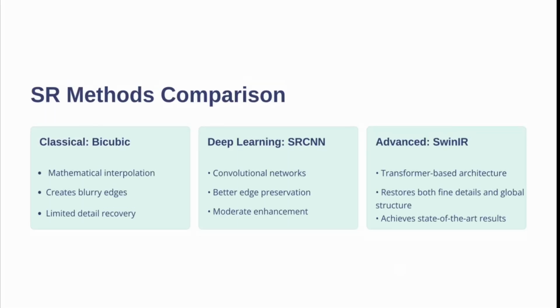So right now let's compare the methods. The first one is bicubic. Bicubic is more like a mathematical interpolation. It sometimes creates blurry edges and has limited detail recovery. The second one is called SRCNN. SRCNN is a convolutional network. It has better edge preservation and moderate enhancement.